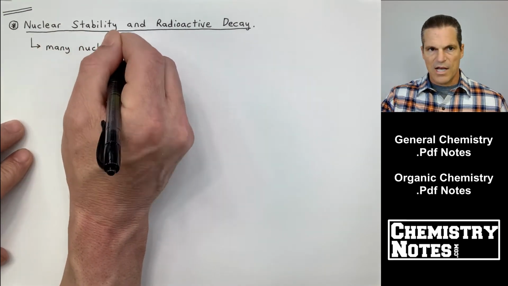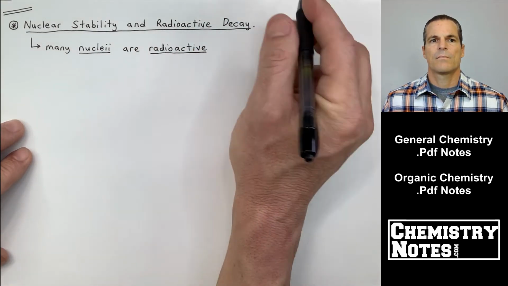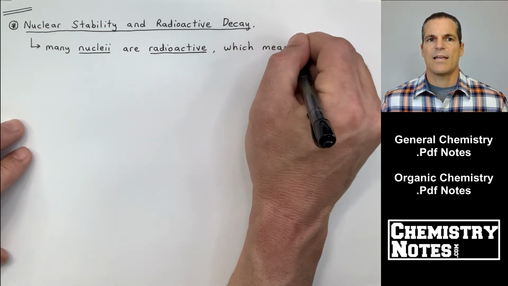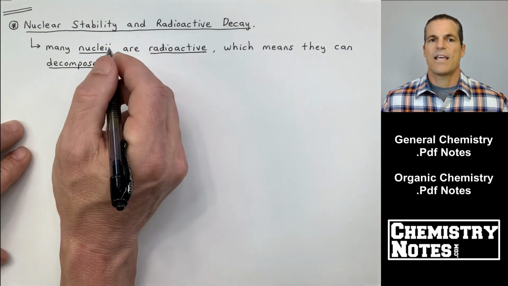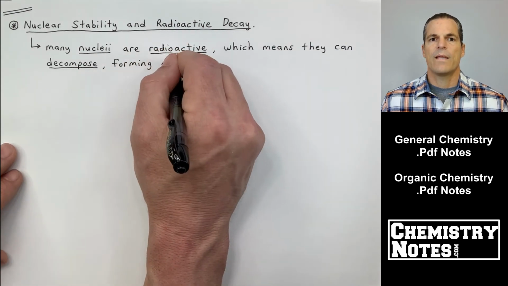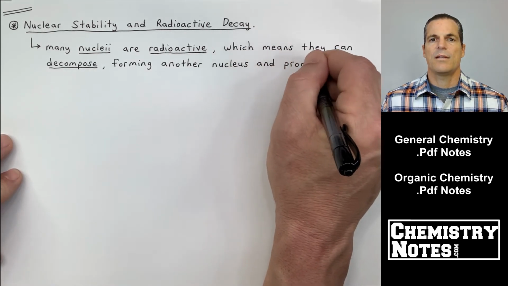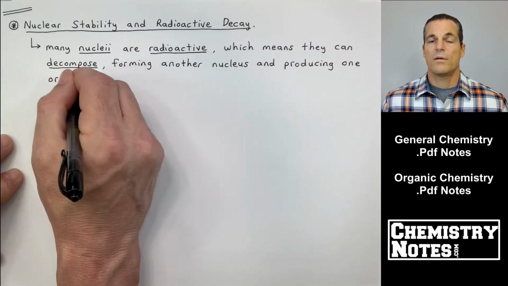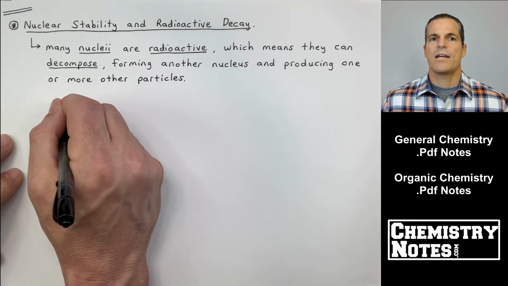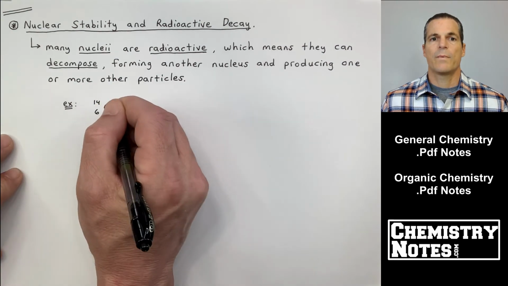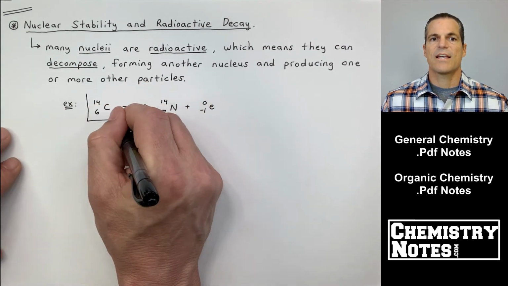All right, next section, double line, big star. It says nuclear stability and radioactive decay. Well, many nuclei are radioactive, which means they can decompose, forming another nucleus and producing one or more other particles. As an example, carbon-14, it can decompose.